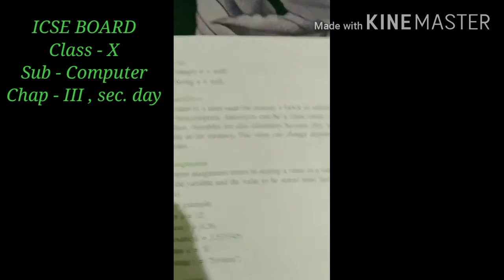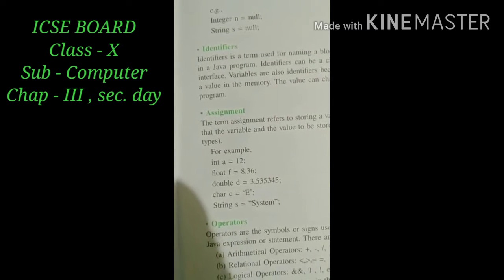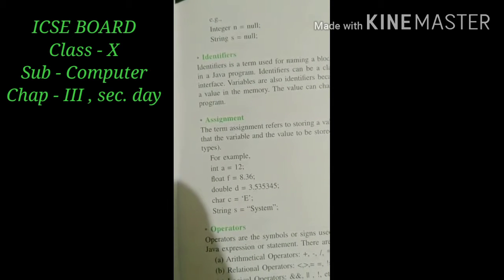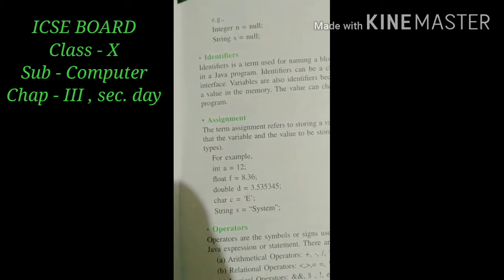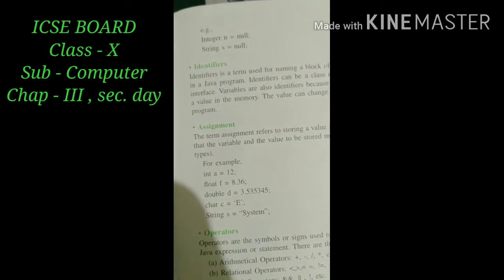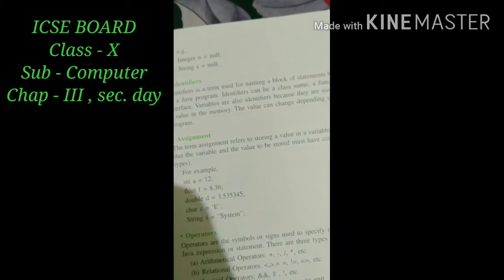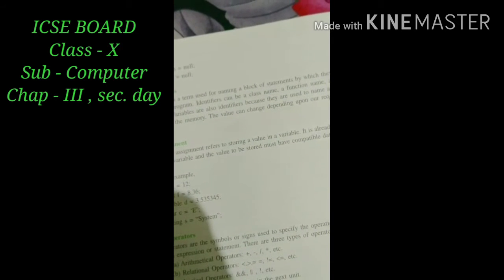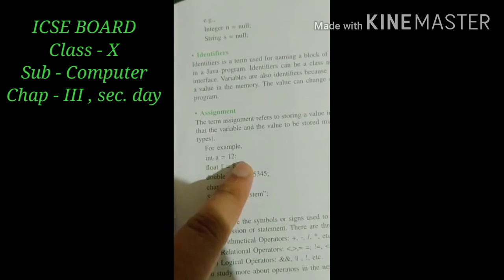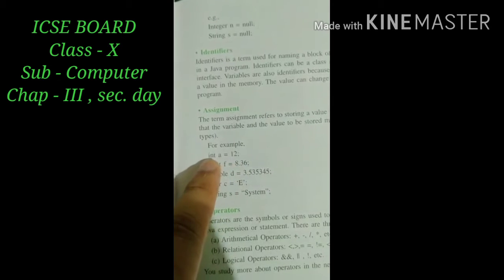Assignments. Assignment means we assign the value. For example, a equal to 12. So we are assigning integer type data: a is a variable equal to 12. 12 is a constant. So this equal to sign is called the assignment operator. Assignment refers to storing a value in a variable. So in variable a, the value 12 we are storing, and 12 is an integer type value.